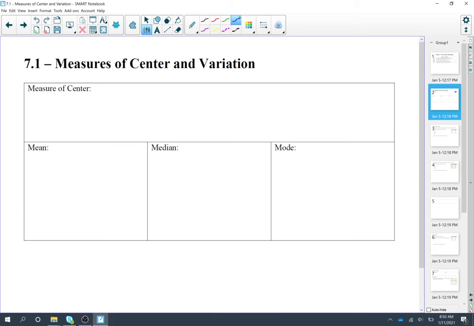Chapter 7 is Data Analysis and Displays. 7.1, Measures of Center and Variation.